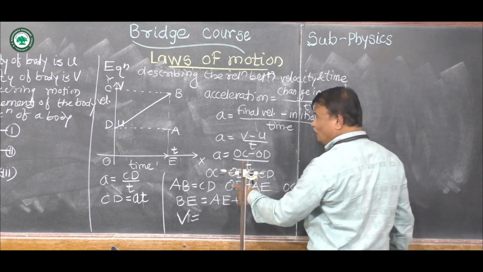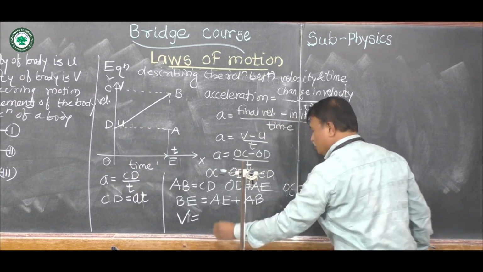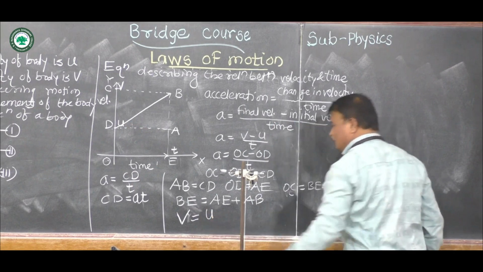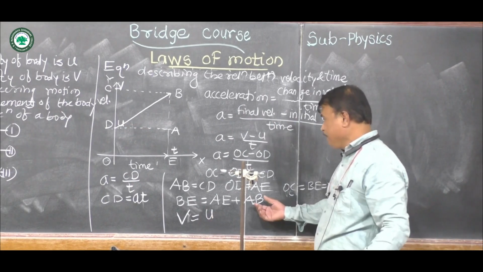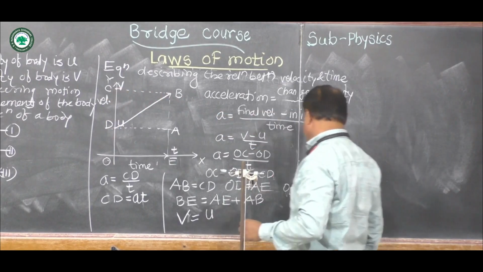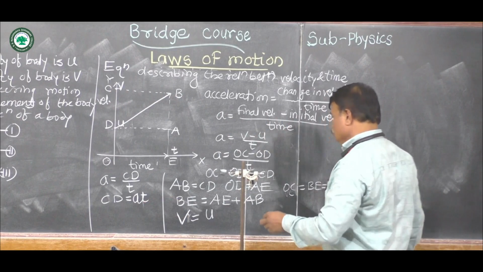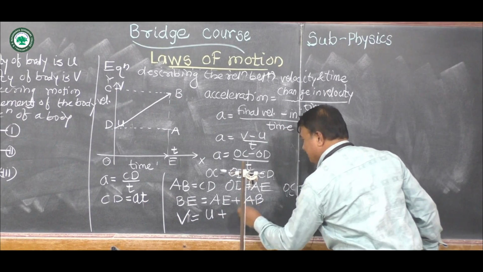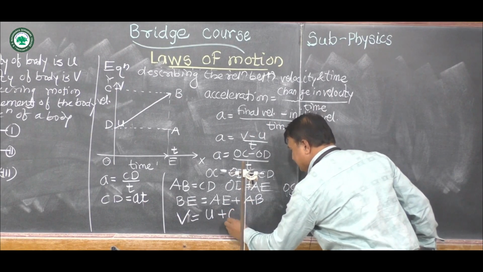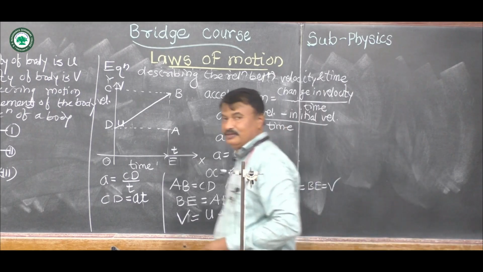AE is equal to OD, and that distance is equal to U. So AE is equal to U. AB, but we know that this distance AB is equal to CD, and this CD is equal to AT. So we substitute the value of AB, that is equal to CD, that is equal to AT. So we get the first kinematical equation.